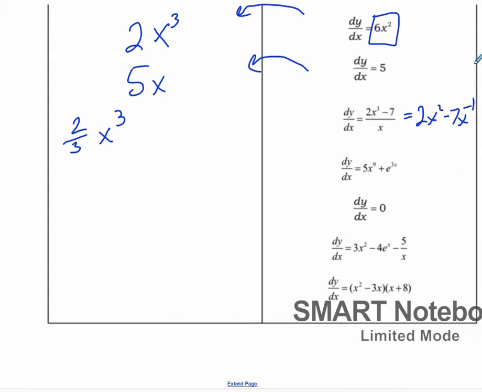Now the second one, we've got a constant of 7. Now if we look at x to the power of negative 1, it's like 1 over x. So the derivative of what gives you 1 over x? Well, that's simply ln x. Okay? Simply ln x.